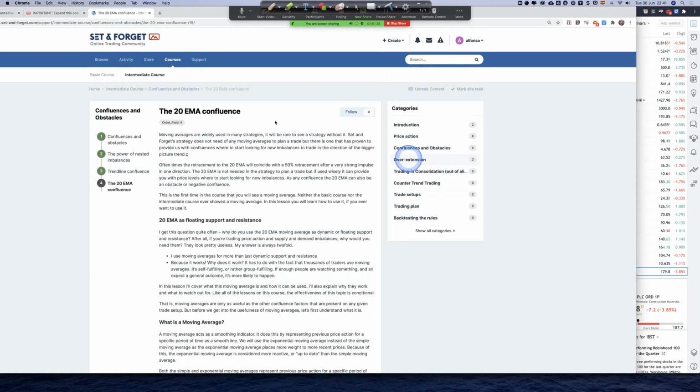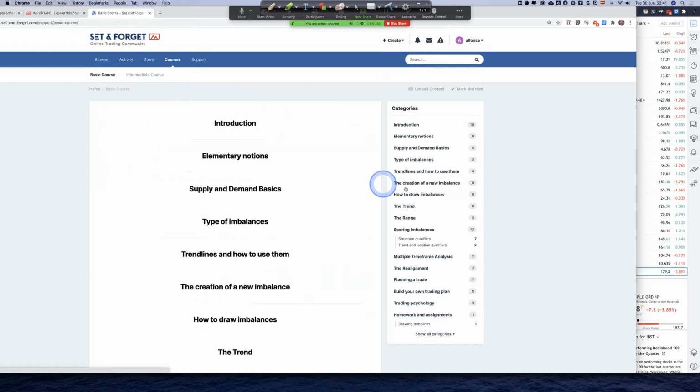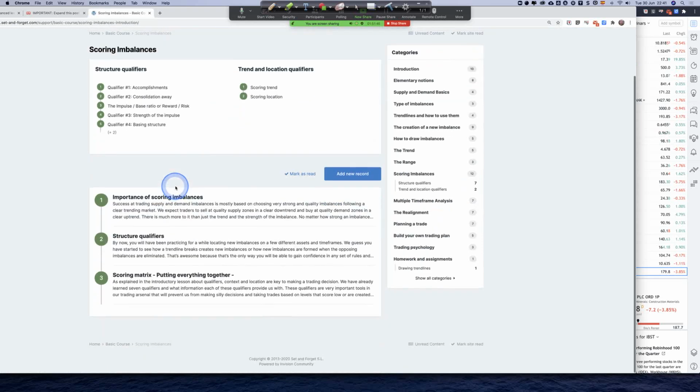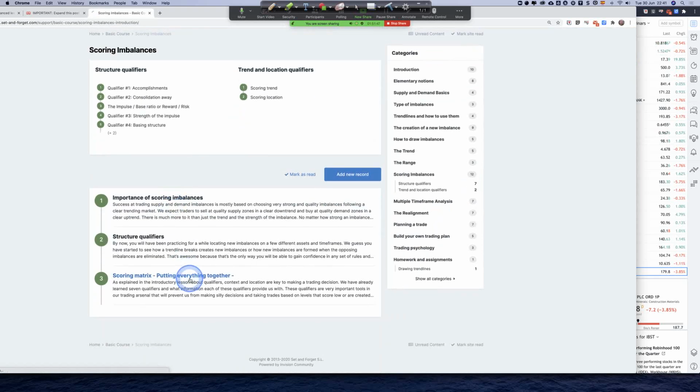I'm going to show you something that I did here for the imbalances, scoring the imbalances, Bayesian structure, putting everything together.